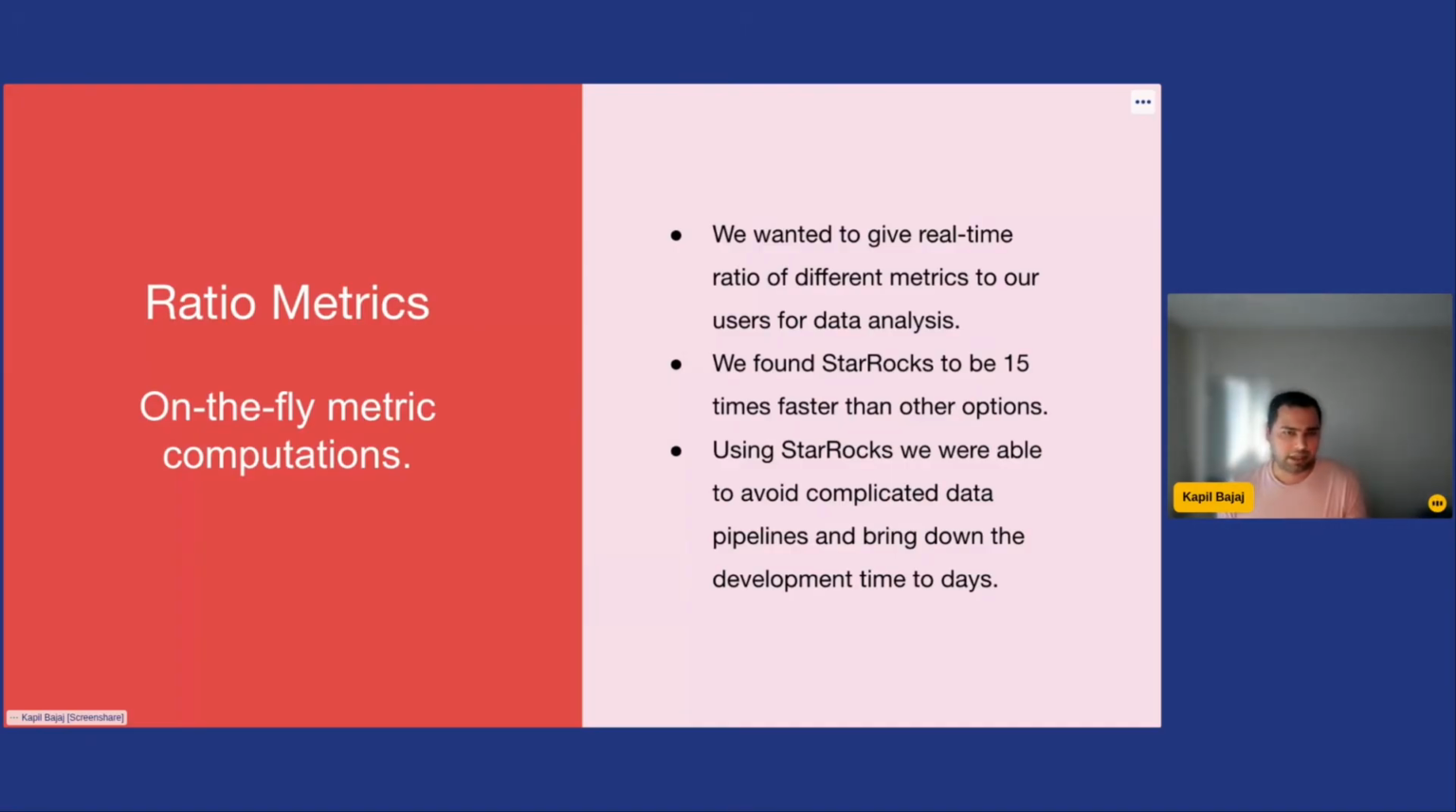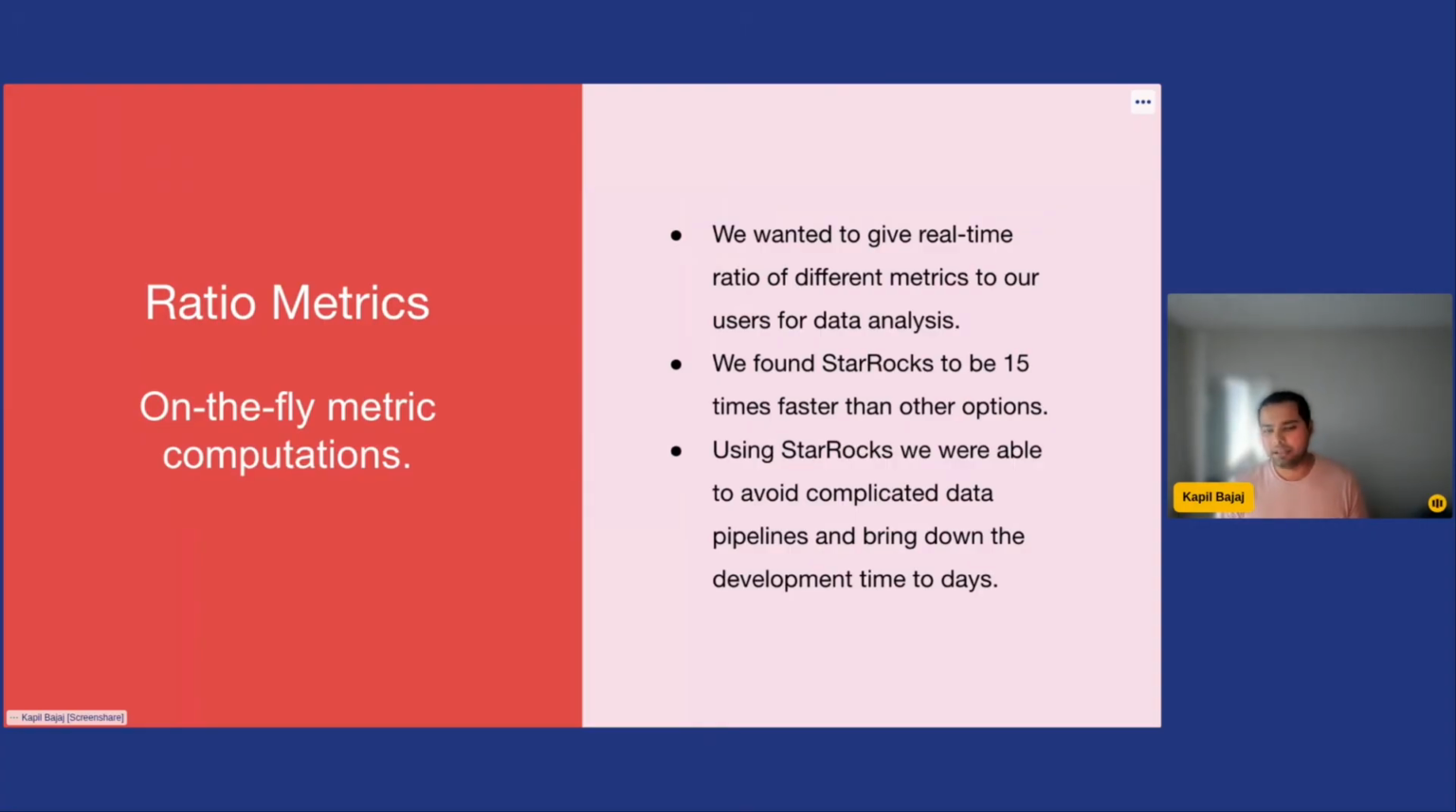But we had StarRocks as an option, and we proposed why not try raw metrics on StarRocks with real-time computation. With our scale, it has always been issues in the other systems, but we found StarRocks to be extremely fast. In fact, in some cases, it was 15 times faster than other options. And with that, we were able to provide users a peek into ratio metrics, and we were able to avoid complicated data pipelines, bringing down the development days to a few days only.